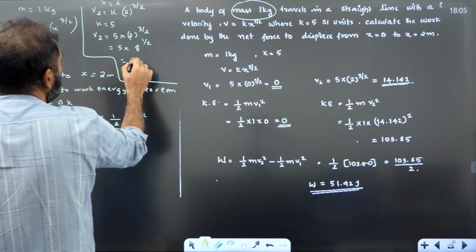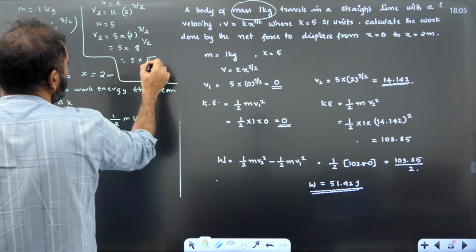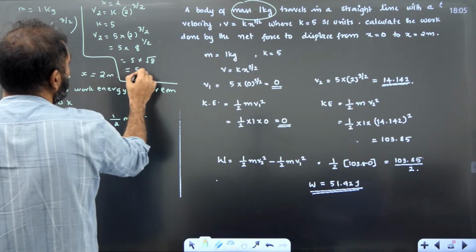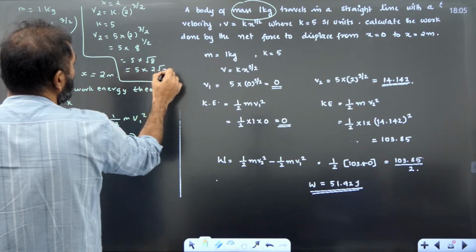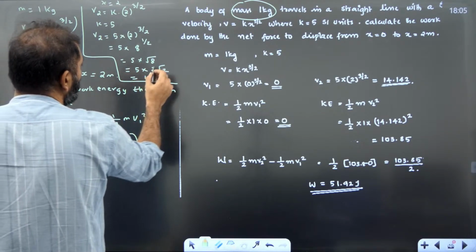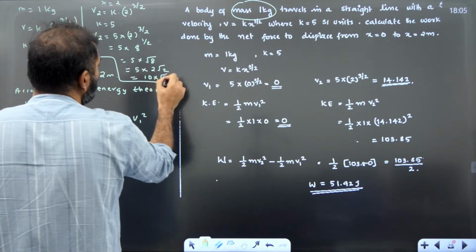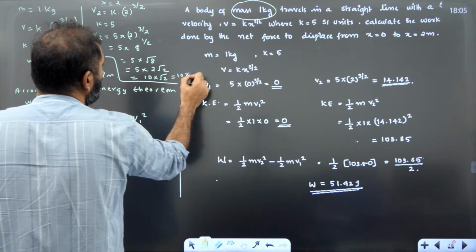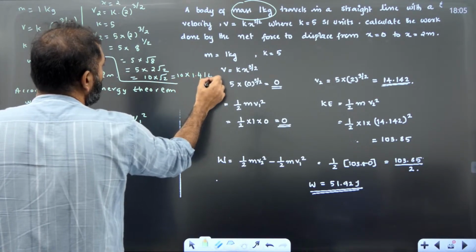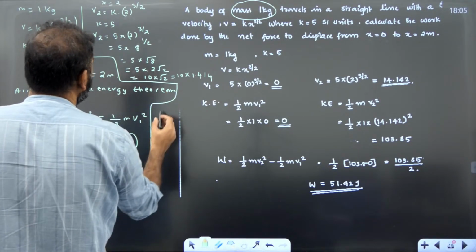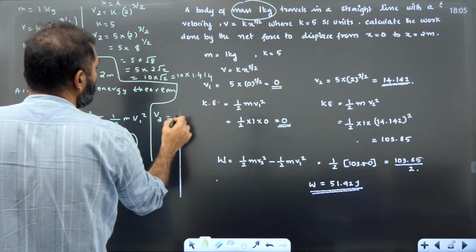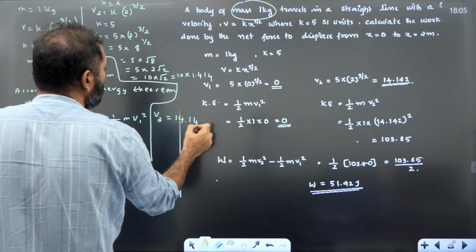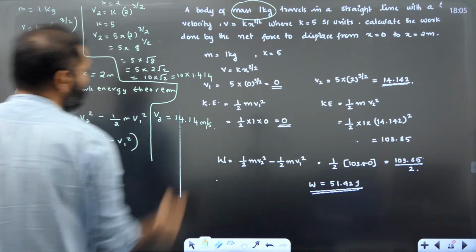So what is raised to 1 by 2? Root 8. What is root 8? 2 root 2. So 5 into 2 is 10, 10 root 2. That is 10 into 1.414. That means v2 is equal to 14.14 meter per second. That is the final velocity.